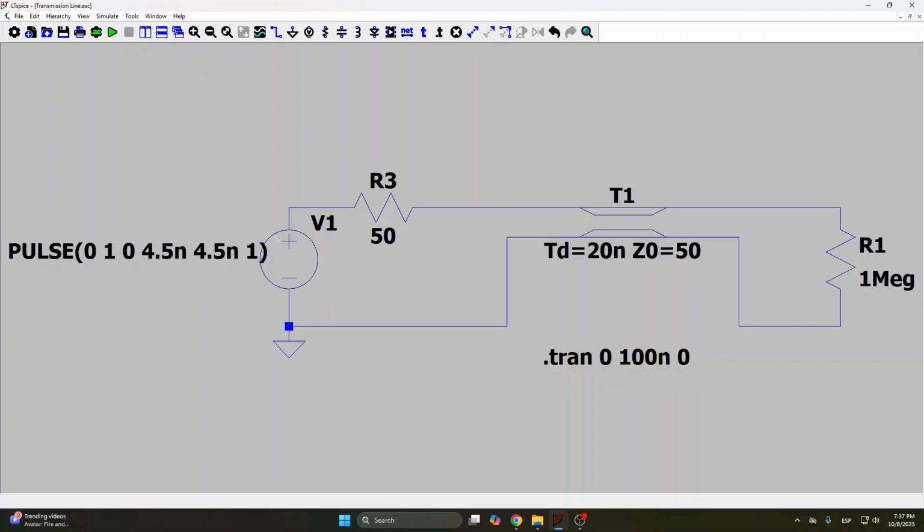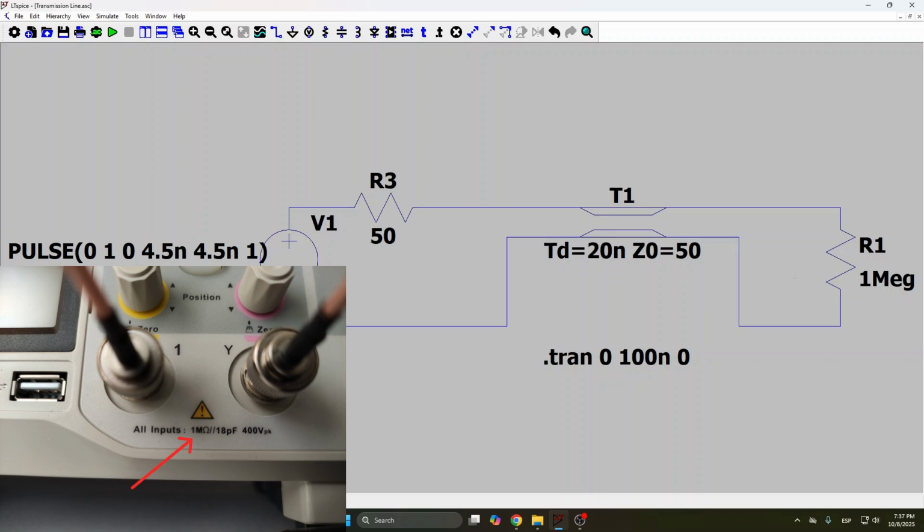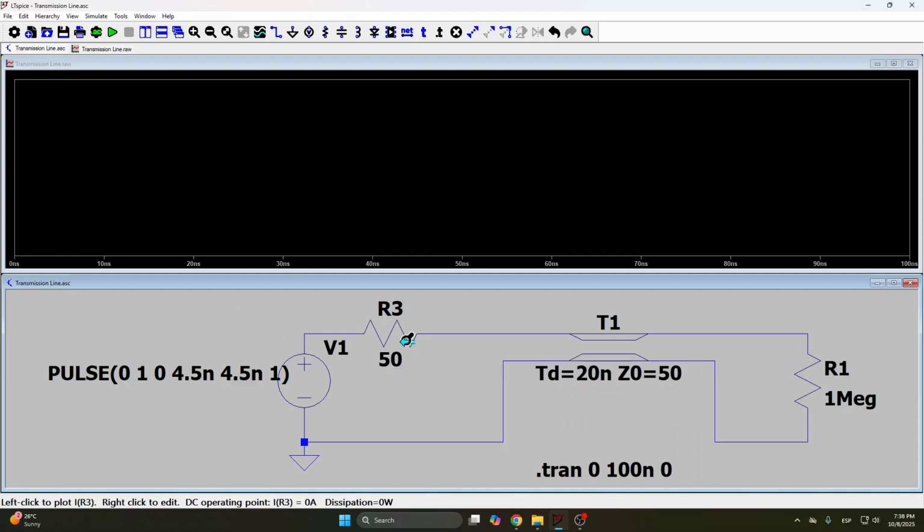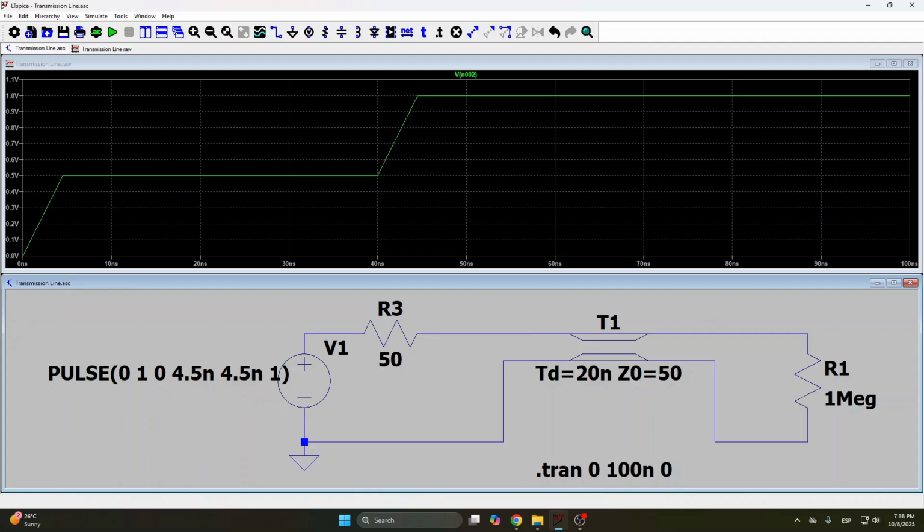I also terminated the transmission line on a 1 megohm resistor to simulate the impedance of the oscilloscope inputs. If I run the simulation by clicking on this green play icon and click on both ends of T1, we can plot the waveform produced by this simulation. The green line represents the signal at the start of the transmission line, and the blue line represents the signal at the end of the transmission line.